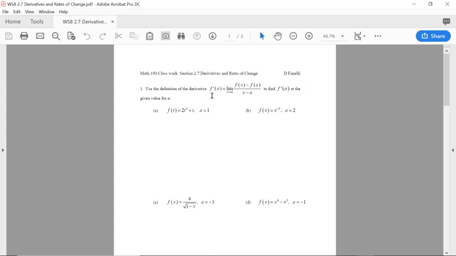Okay? So using this definition of the derivative, find f prime of a at the given value of a. Okay, I give you a polynomial function here. Here's a rational function, 1 over x squared. Here is a fractional function where we have a radical in the denominator. And here's another polynomial one here as well. Okay, so let's pick one of these. This one looks like fun right here. Let's do this one right here.